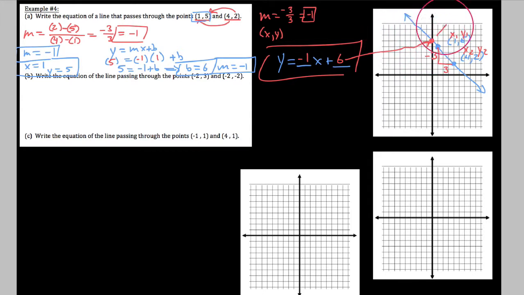And I do want to confront one thing, and I get people that ask me this all the time. They say, well, couldn't I have just looked at this graph and said that b was 6 and the slope was negative 1, and I could have filled those things out right off the bat?